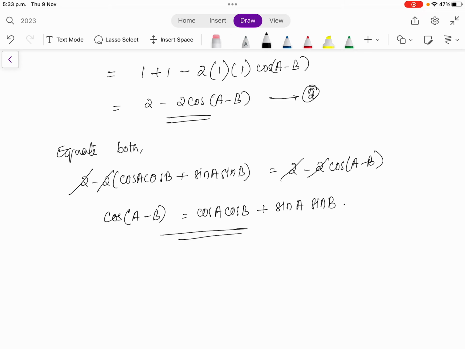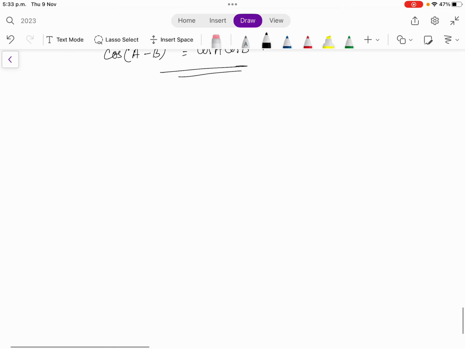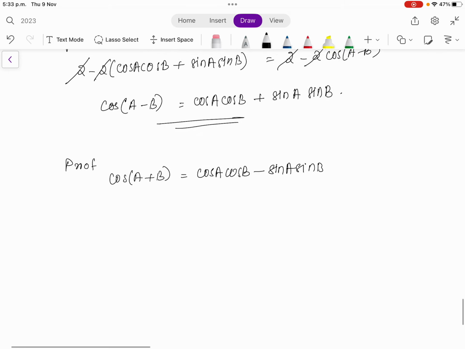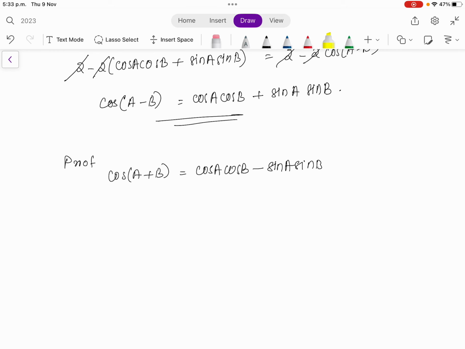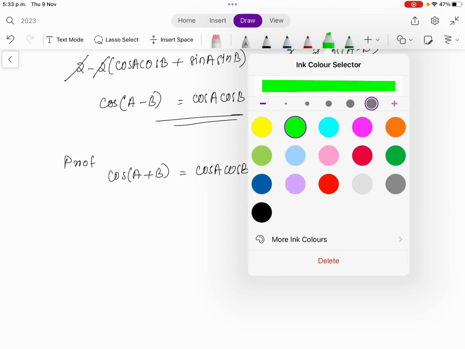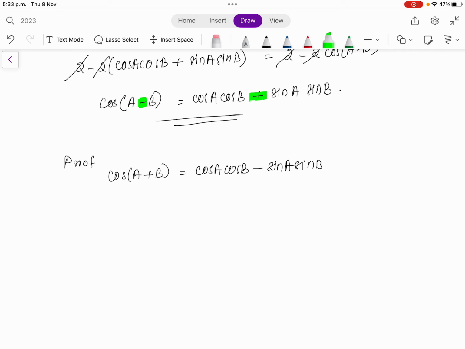Now continuing this, you can find the proof of cos A plus B, that is cos A cos B minus sin A sin B. So remember, if this is negative, this will be positive. If this is positive, this will be negative. So you can memorize it like that.